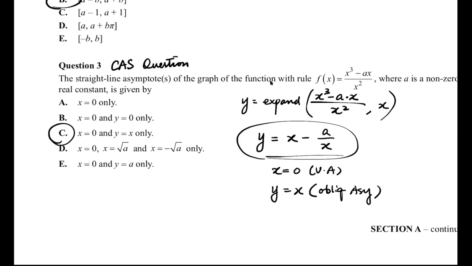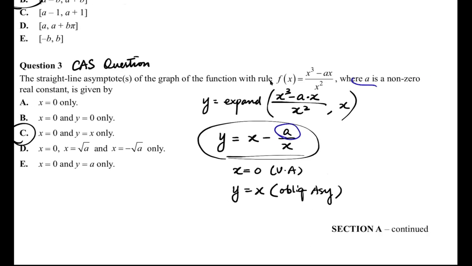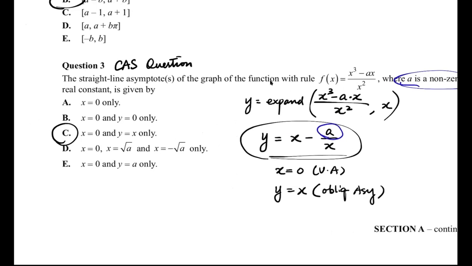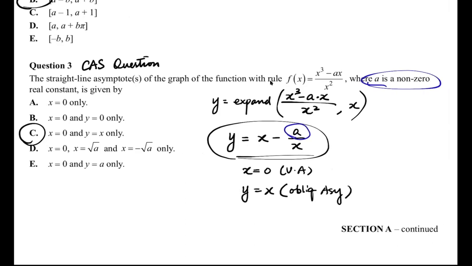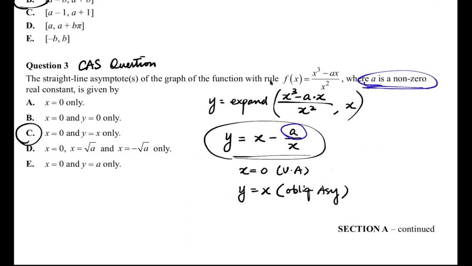If you are unsure about the shape of the function, you can just pick and choose a particular value of a. a here is a non-zero real constant. You can choose 1 or -1, whatever number that satisfies the given condition, okay?